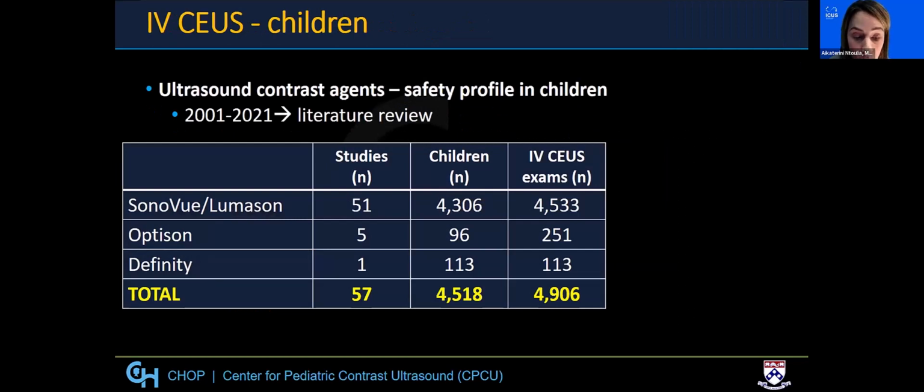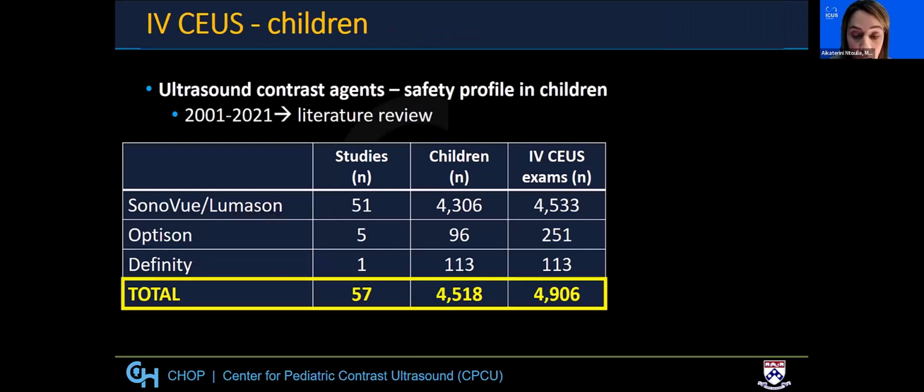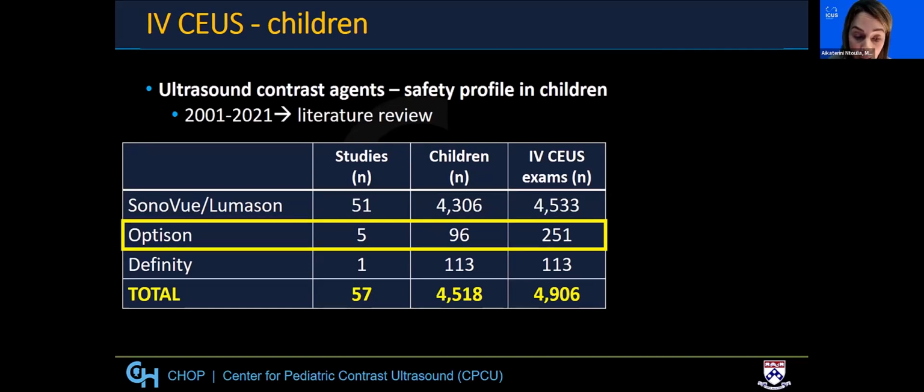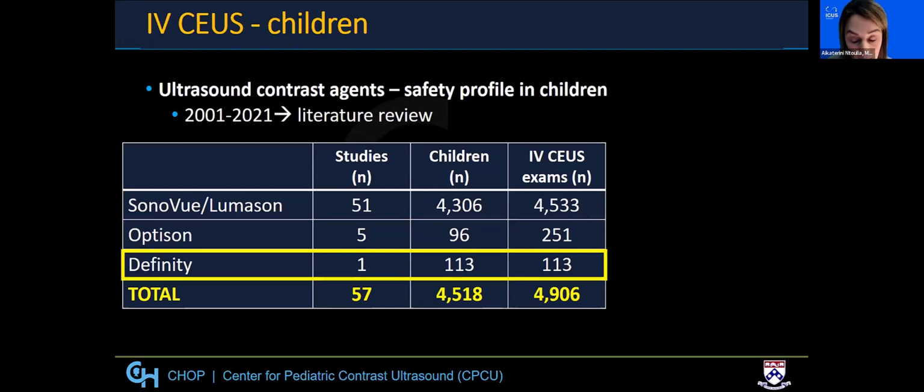As of August 2021, a total of 57 studies have been published, including 4,518 children who underwent 4,906 intravenous exams. Among the 57 studies, 51 were conducted with Sonoview Lumason, including the majority of children. Of the remaining studies, 5 were conducted with Optison and 1 with Definity and included small size cohorts.